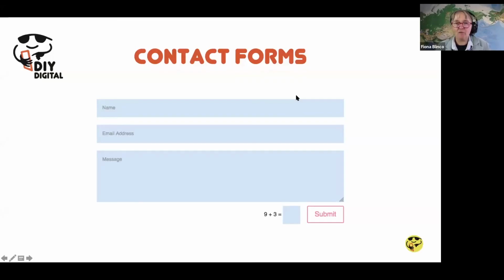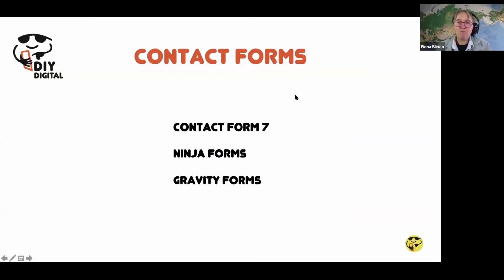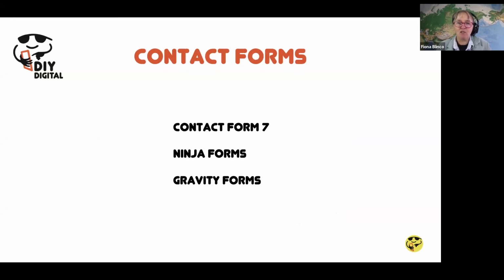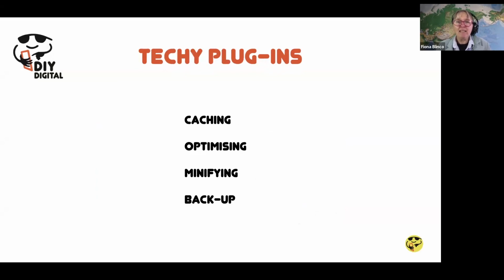Example of a contact form on a website. Popular plugins for contact forms are Contact Form 7, Ninja Forms, Gravity Forms. If you see something in your plugins that says forms, it's likely to be doing this. That's what it's likely to be doing on your site. There's sliders, which is a very common one to have as well. Techie plugins, the ones that are quite technical, are things like caching, optimizing, minifying, a backup plugin.